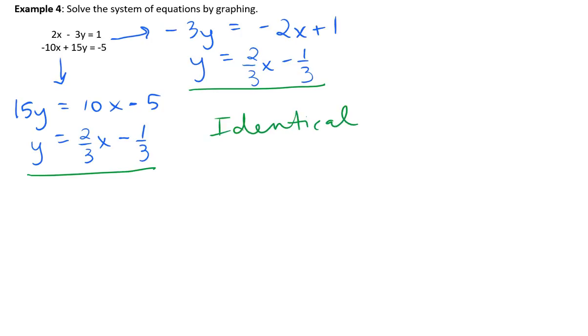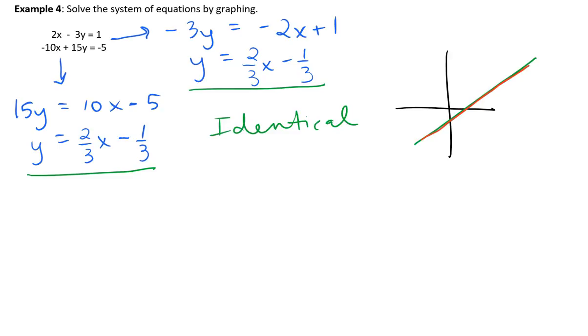So this means that we have the case where our lines are right on top of each other. There are not two distinct lines, they're actually one line. So this means that we have infinitely many solutions. And so we need to be able to come up with a way to describe all those infinitely many solutions. We can't just say that any point is a solution because that's not true.